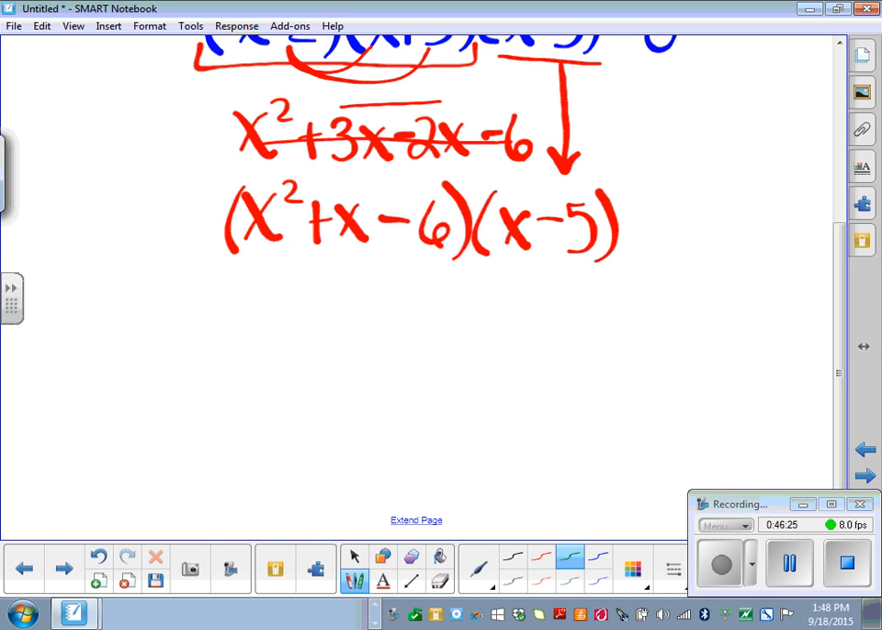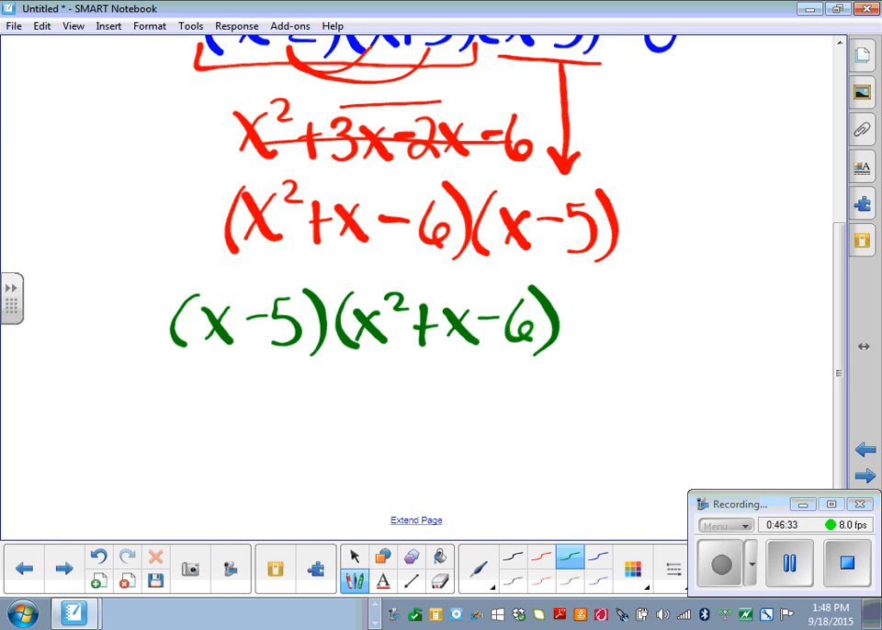So now we've got to double distribute. Now I'm actually going to rewrite this as x minus 5 times x squared plus x minus 6, because I like to have this in front.